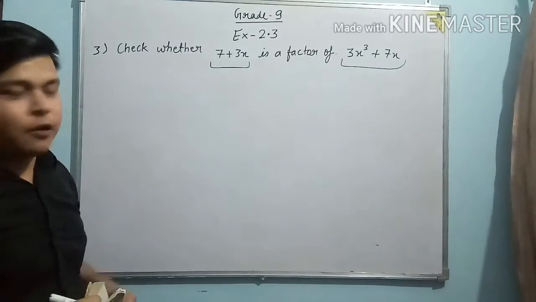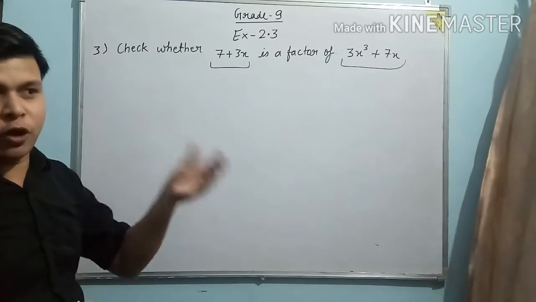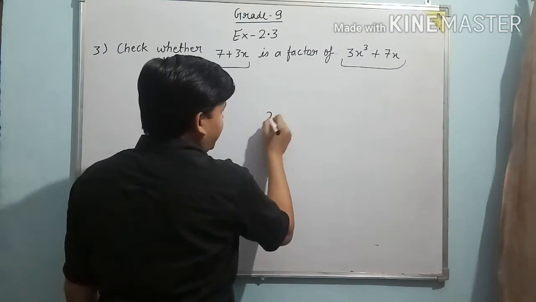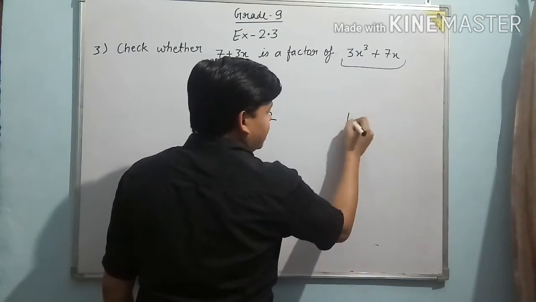So how do we check whether any number is a factor of another number or not? Let's take an example. I want to check whether 2 is a factor of 10.